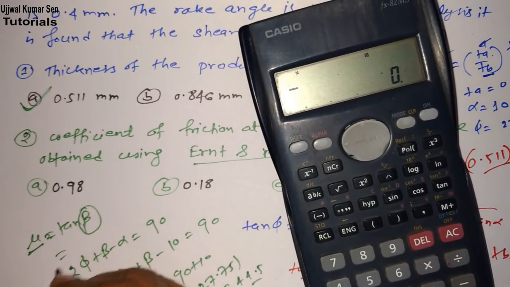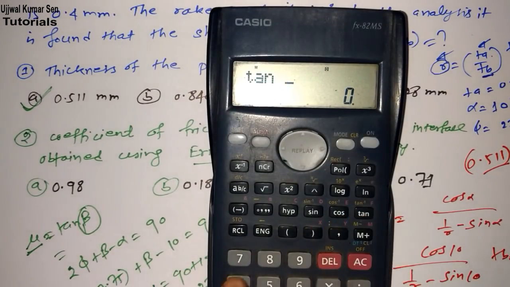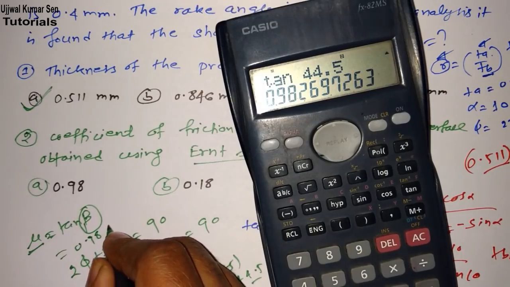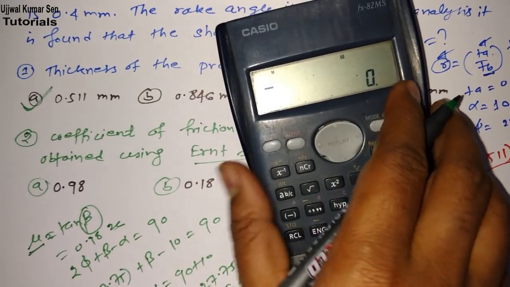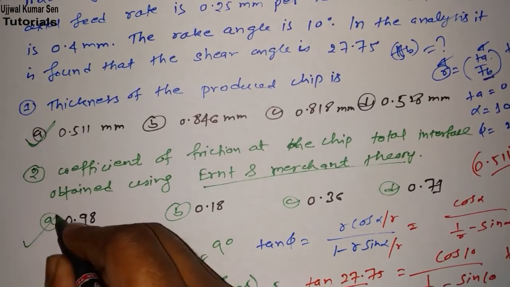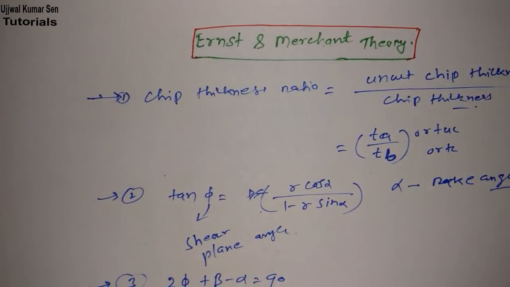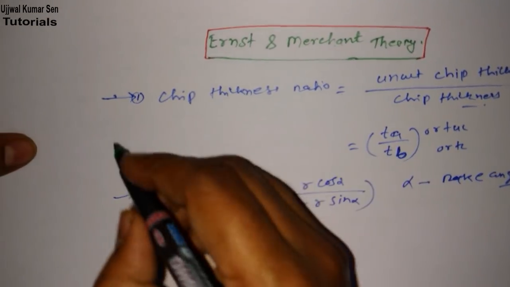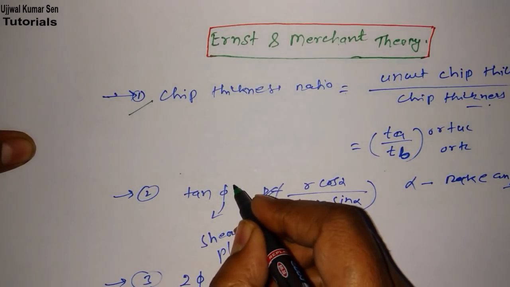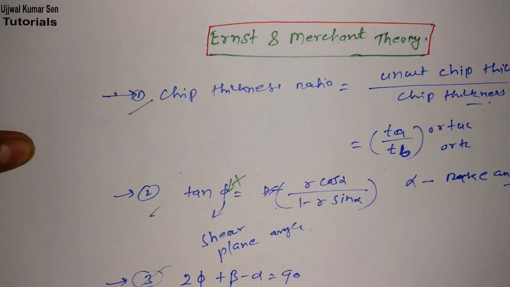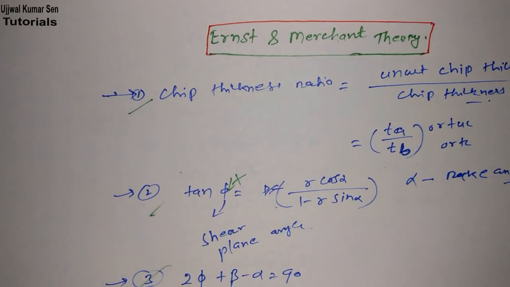Now if we do this calculation, tan 44.5, what is the answer we are getting right now? 0.9826. So which one is the right answer? 0.9826, this one. So A is the right answer. Now I hopefully you got the question, how to solve it. And to solve this question, what have we used? The chip thickness ratio formula, and phi, the shear plane angle, we have used. We have used Ernst Merchant theory, as well as we have used the coefficient of friction formula.